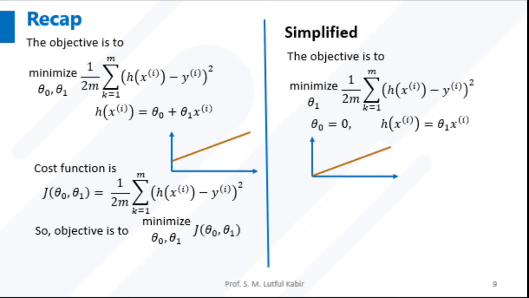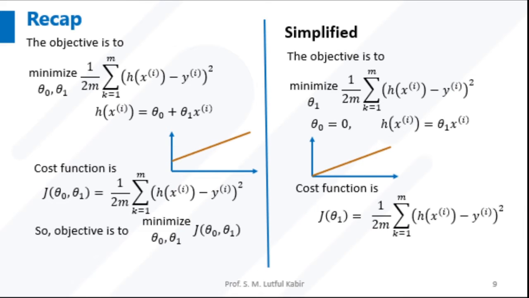So I'm going to use my simplified hypothesis, which is just theta 1 times x. You can think of this as setting the parameter theta 0 equal to 0, so I have only one parameter theta 1. And my cost function is similar to before, except now h of x is equal to just theta 1 times x. So my optimization objective is to minimize J with respect to theta 1.